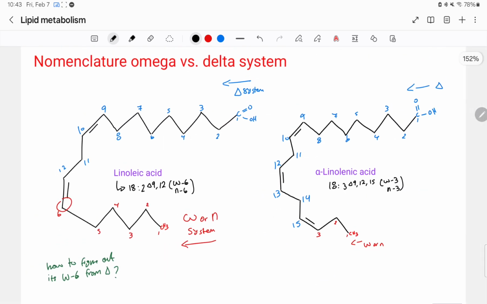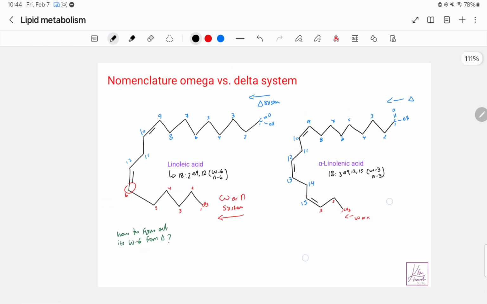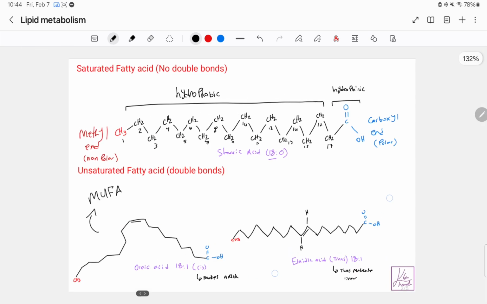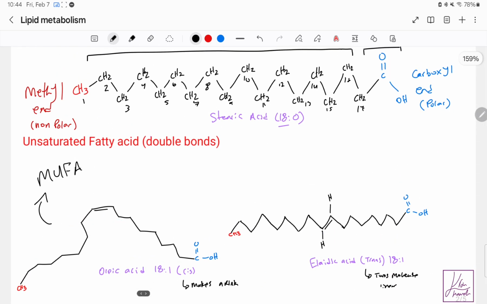Okay, remember this system is only working for unsaturated fats. Why? Because it was designed to help us figure out where on this carbon chain the double bond is located. Is it on the 10th carbon, the 9th carbon? Where is it? Okay, and this is how you do it. If you want to get a little bit more practice, I suggest doing this one.